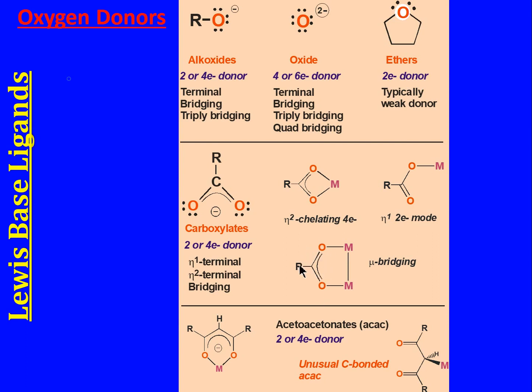In the same way, the carboxylate can be mu bridging, so the 1 minus charge of the carboxylate is divided over the 2 metal centers and it is a 2 electron donor from each oxygen. We have other oxygenated ligands such as acetylacetonate, known as ACAC, which is a 2 electron or 4 electron donor.